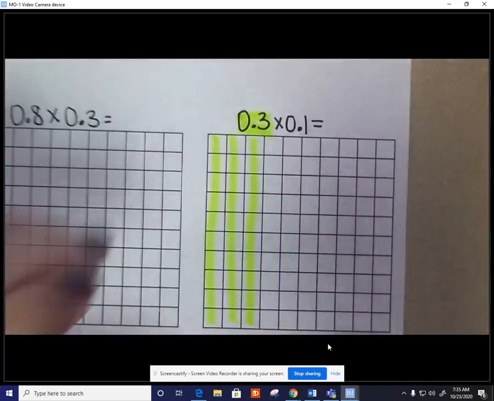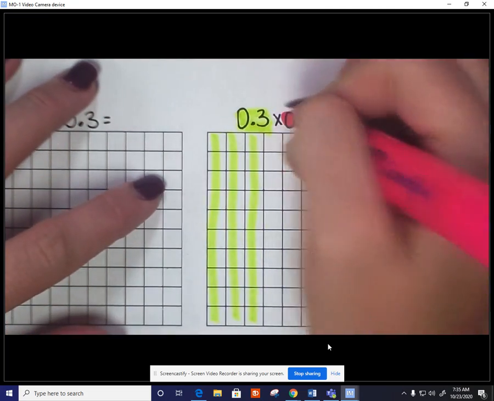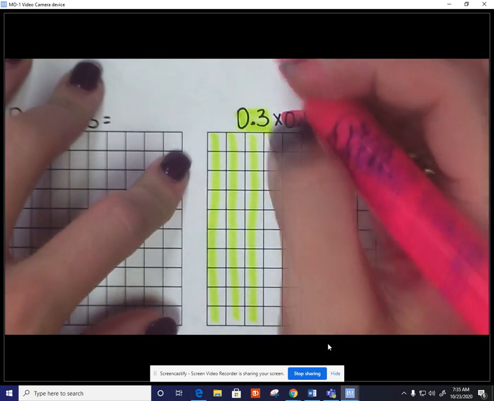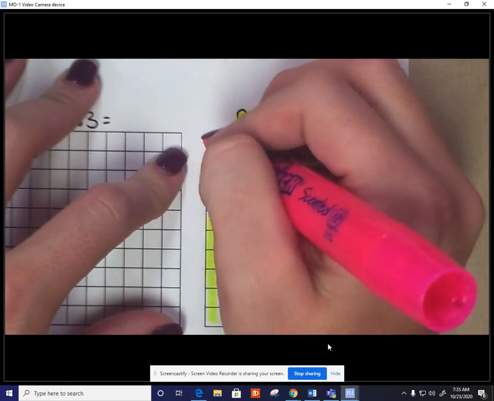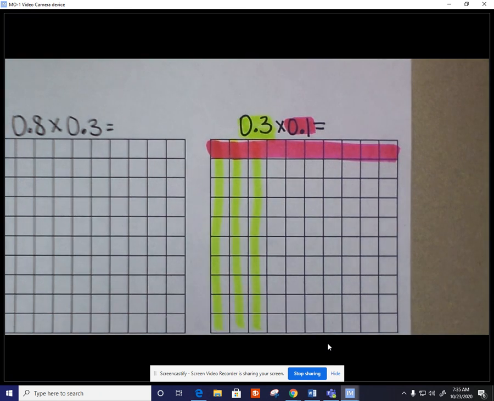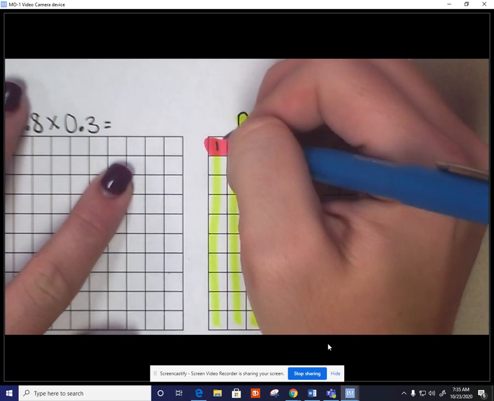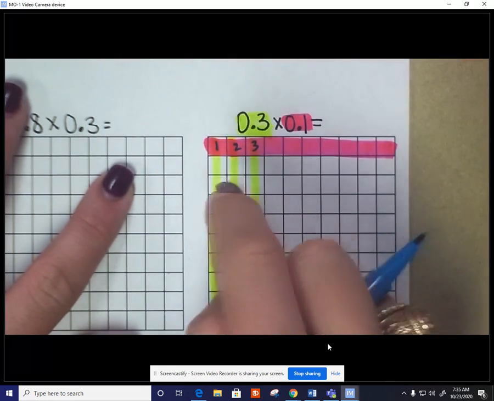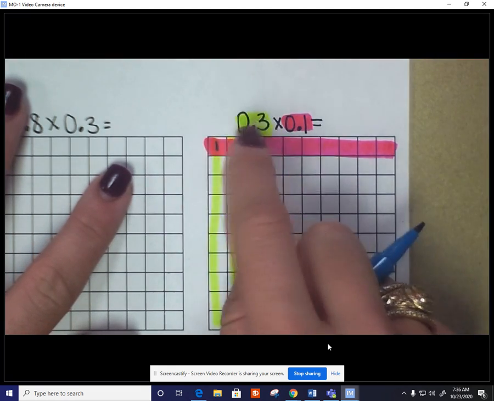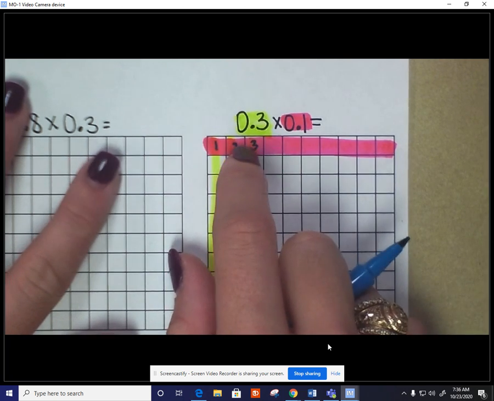Then I need to cross it with 1/10th. I already went vertically, so now I'm going to go horizontally and do 1/10th. Now I'm going to go back and look at my drawing, and count how many squares have both colors in it. So here's 1, 2, 3 hundredths. The squares that have both colors in them are my answer. So my answer is 3/100ths.